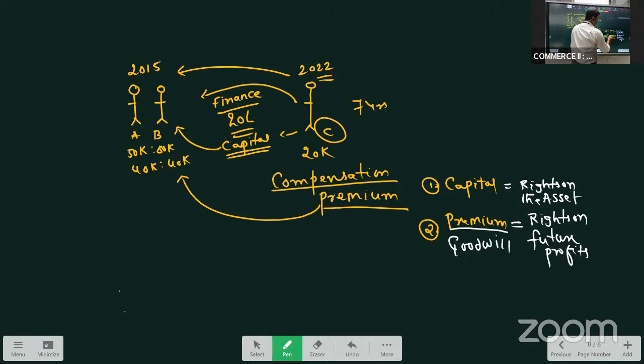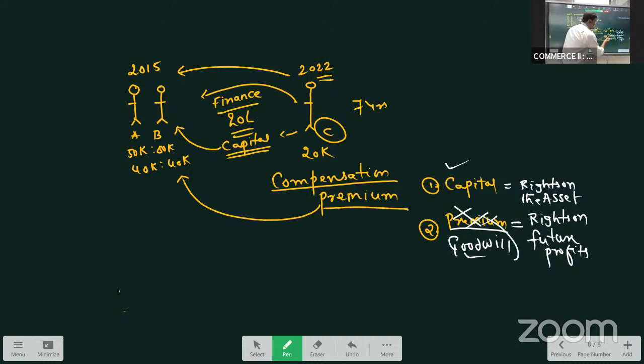So from now on, I will not use the word premium, I will use the word goodwill. So whenever there is admission of a partner, he will introduce two things. One is capital, the second thing is goodwill. Why is he introducing capital? Because he wants to have rights on the assets of the business. Why is he paying goodwill? To get rights on the future profits.